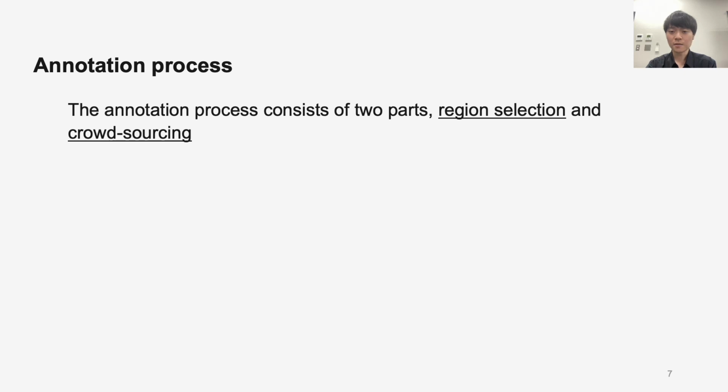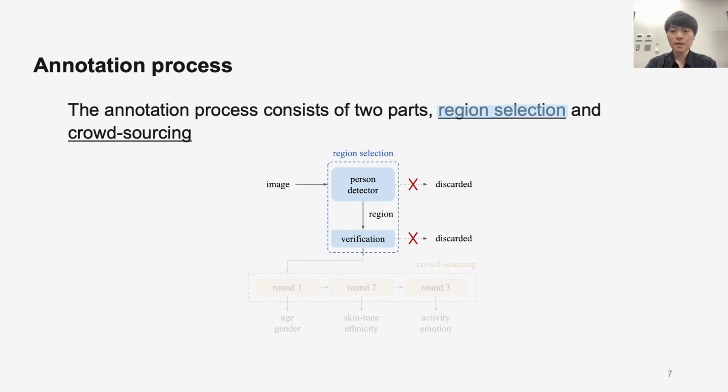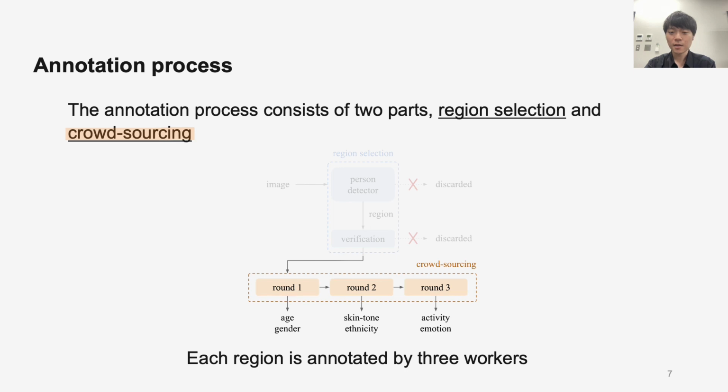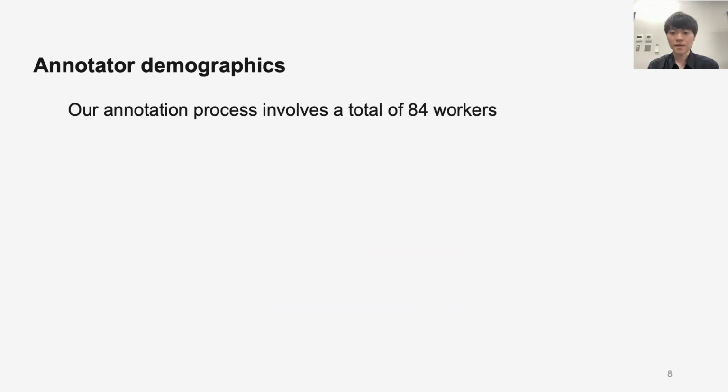The annotation process consists of 2 parts, region selection and crowdsourcing. In the region selection process, we run an object detector to detect regions with objects. We then filter out regions that do not contain a person, depict multiple people, or are not photographs. In the crowdsourcing process, every selected region is annotated in 3 rounds by 3 workers via AMT.